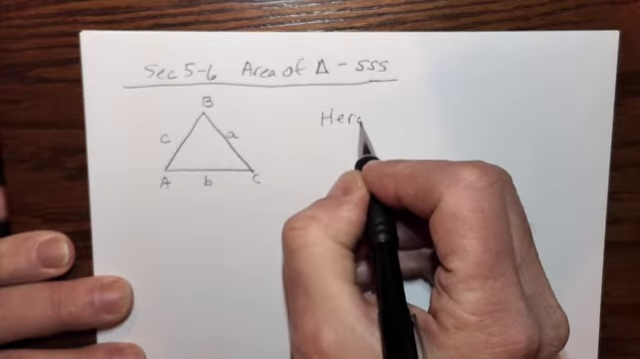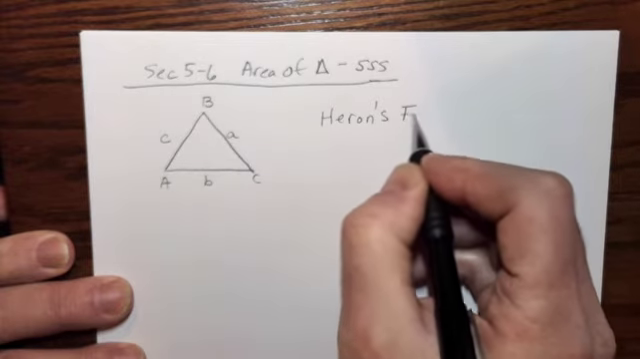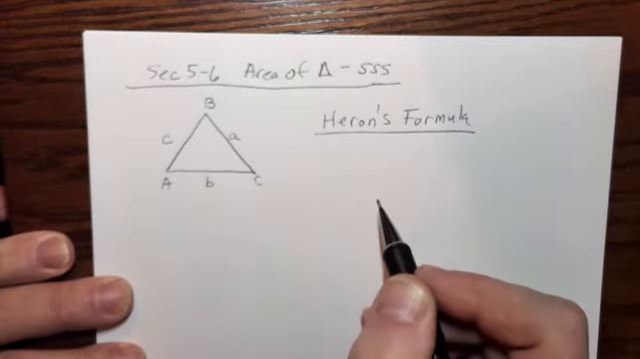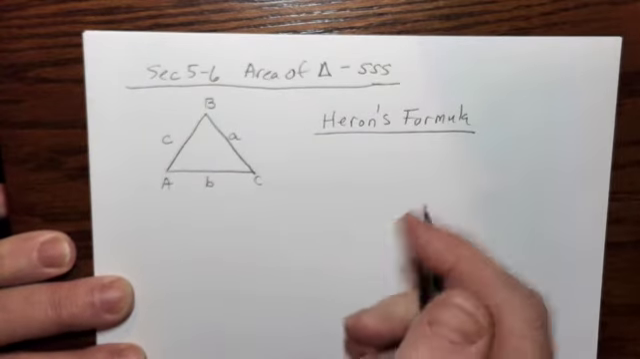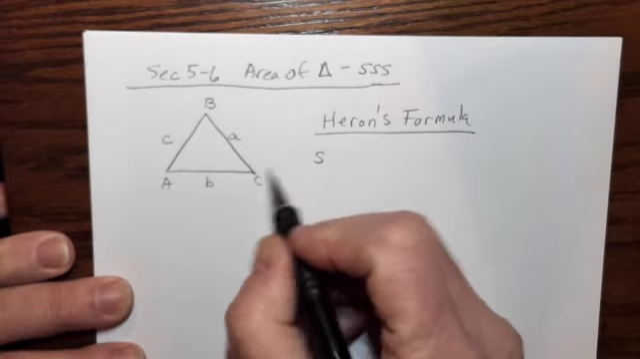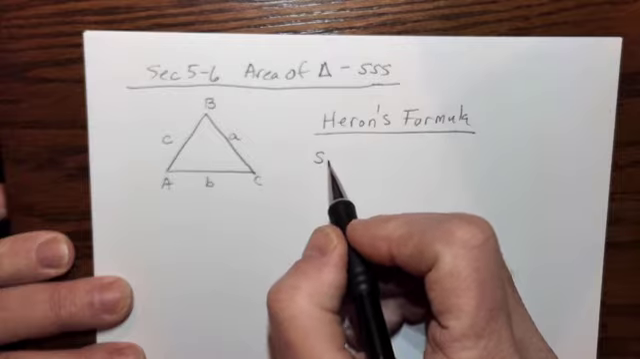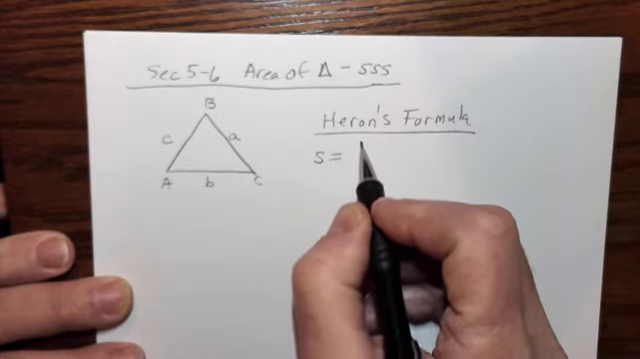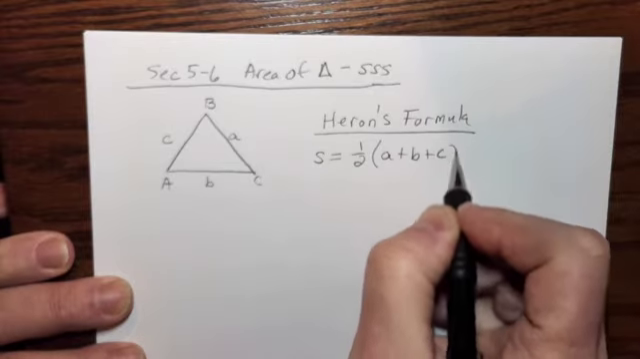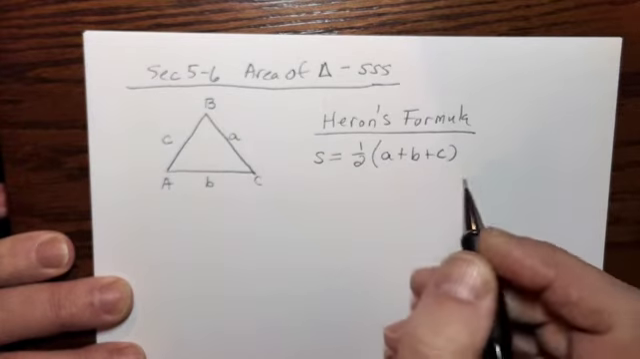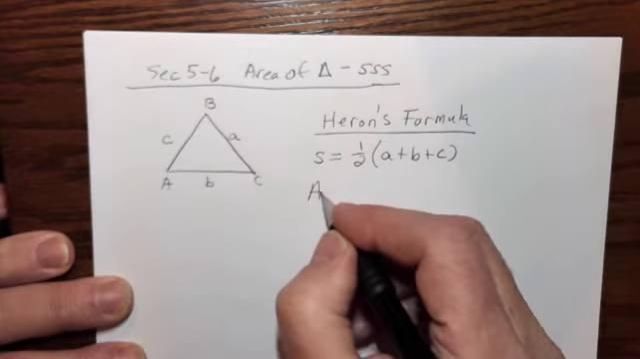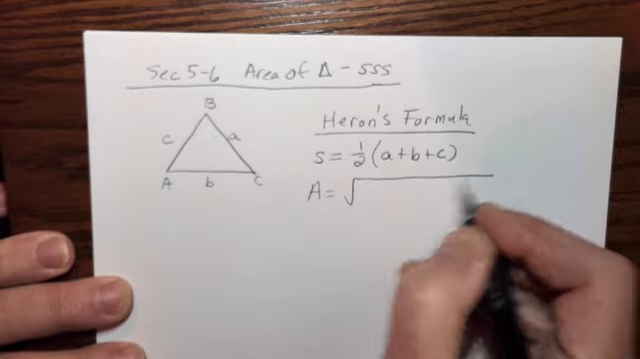The formula is written like this. It's pronounced Hero's formula. So what you do is you find a value S that's called the semi-perimeter of the triangle. And S is just equal to the sum of the three sides divided by 2. Once you have that, the area then is given by this formula.